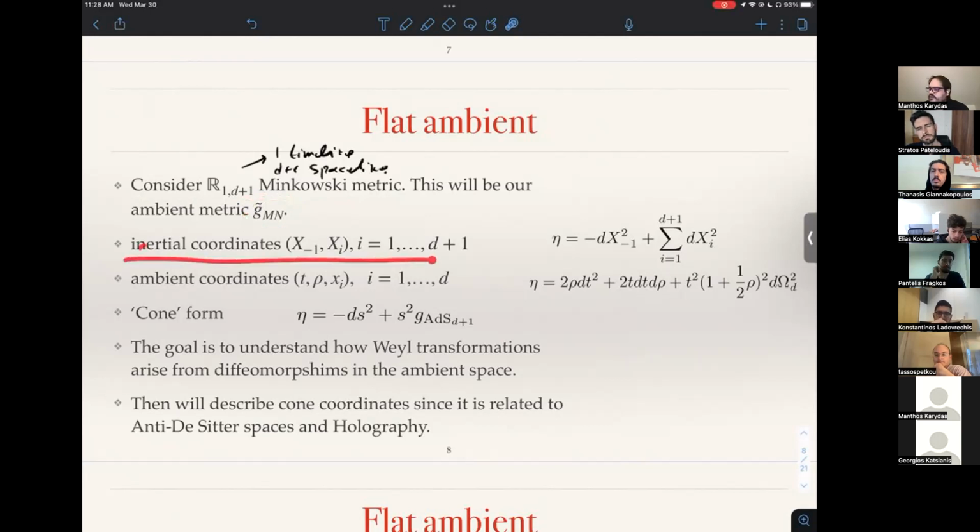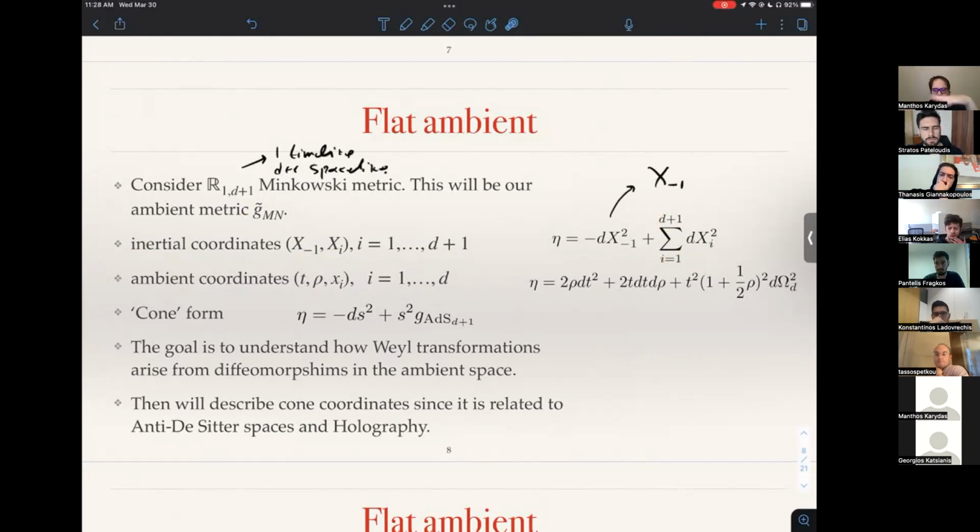The usual inertial coordinate system is this. I labeled the time-like direction by the x^{-1} coordinate. Maybe I should have done x^0, but it doesn't matter. And all the other x^i's go from 1 to D+1, and they're all space-like. So that's the most familiar coordinate system. Now you can change coordinates and go to the ambient coordinate system, which is described by t, rho, and x. And that's the most important coordinate system for this talk.